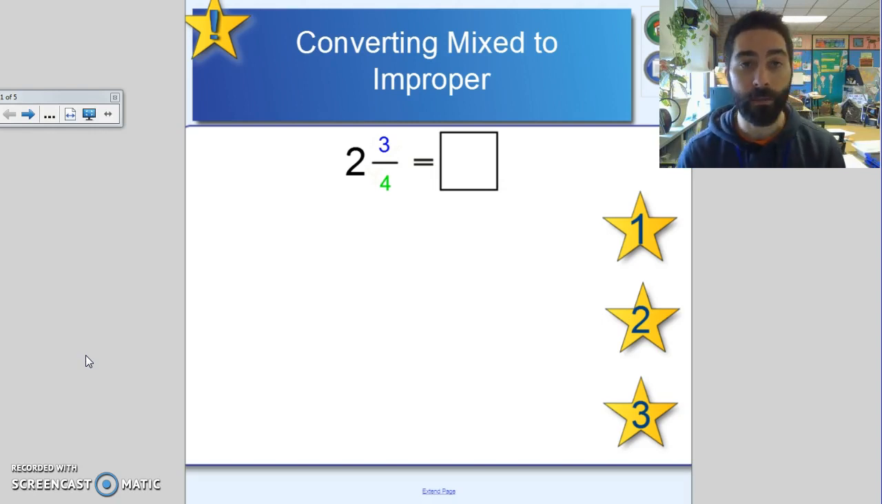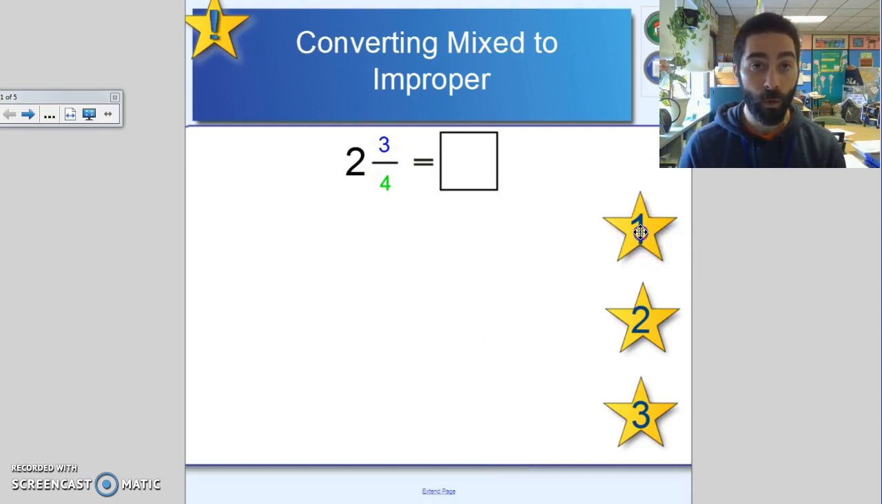So looking at this first one, make sure you write down the title, Converting Mixed to Improper. 2 3/4. Now we want to change 2 3/4 back into a fraction, which we would call an improper fraction, because our numerator is going to be larger than our denominator. So in order to do this first, we have to follow 3 specific steps.